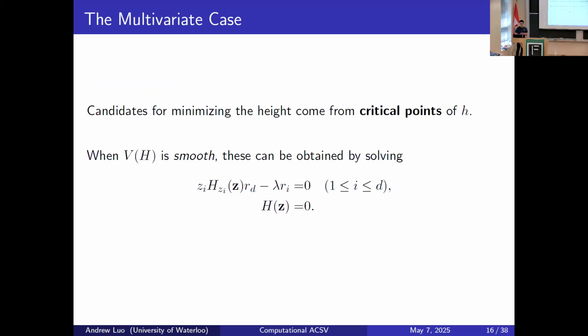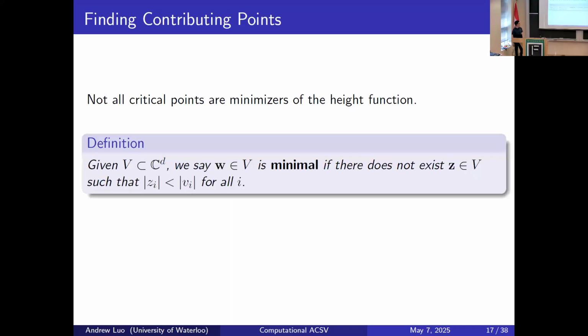Now, when the singular variety V of H is smooth, then it turns out that we can obtain these candidates for critical points just from this system of equations, which we can solve because they're all polynomials. But critical points are not necessarily points that contribute to asymptotics, because they may not necessarily be minimizers. So what we actually want are the minimal critical points.